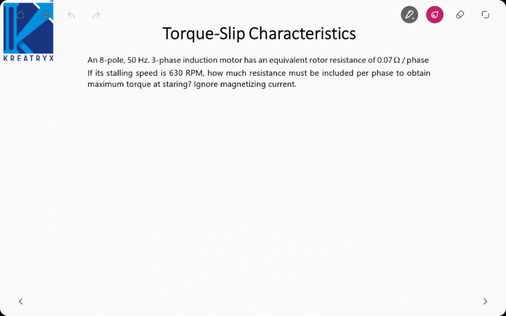Moving on to the next problem, it is saying an 8-pole 50 Hz 3-phase induction motor has an equivalent rotor resistance of 0.07 ohm per phase if its stalling speed is 630 rpm. So first let us calculate NS. It will be 750 rpm.